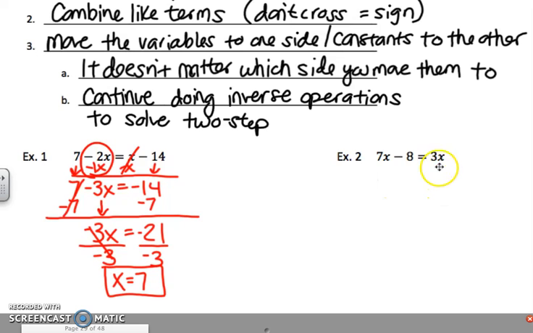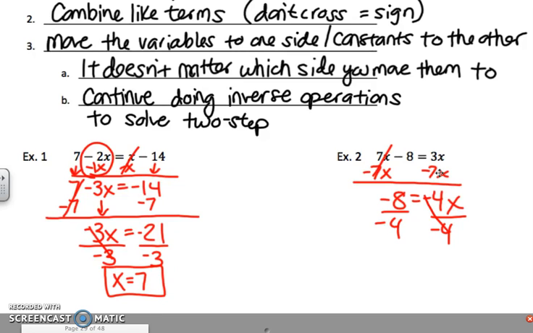If I subtract 3x, then there's absolutely nothing on this side. Okay, so I cannot do that because then my equation just became unbalanced. So I need to move that 7x by subtracting 7x. And now my 7's are gone. I'm left with the negative 8, an equals, and 3 minus 7x is a 4x, negative 4x. Okay, so now I have my variables on one side, my constants on the other. Divide by negative 4. So x is going to equal a positive 2.